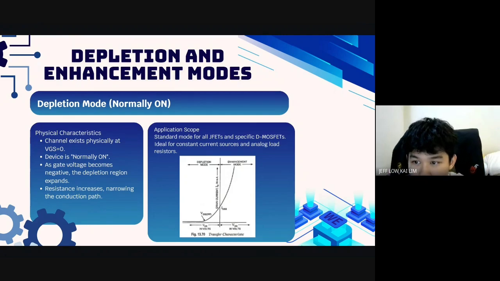First is the depletion mode. You can think of it as a normally on switch at zero gate voltage. A physical channel already exists. As we apply a negative gate voltage, the depletion region expands, increasing resistance and narrowing the conduction path. This is the standard for all JFETs.